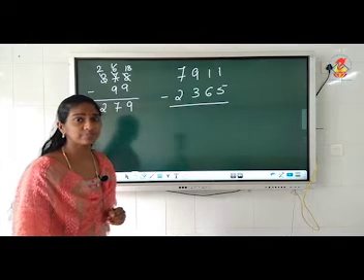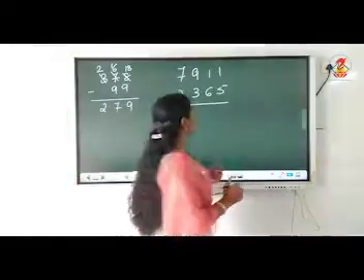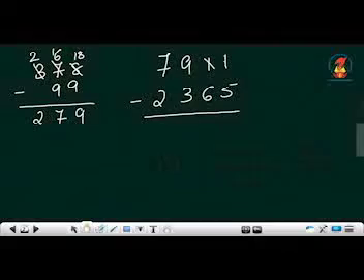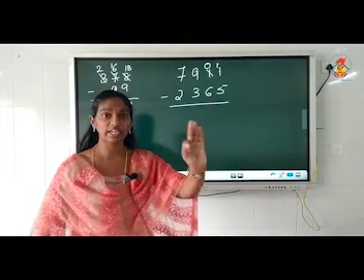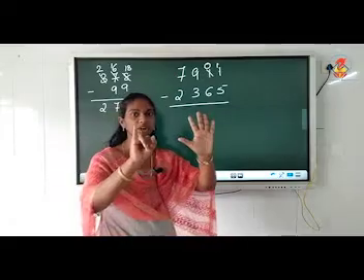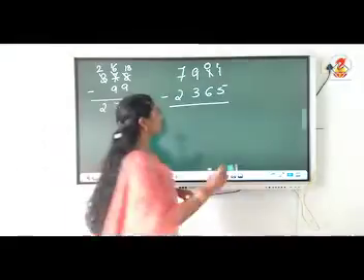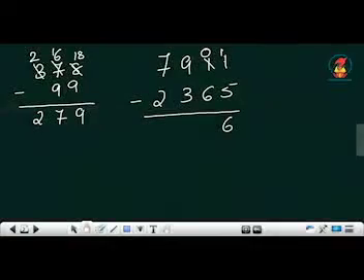Is it possible? It's not possible, isn't it, children? So, what you will do? Borrow from this one. This becomes 0 and this becomes 11. Understood, children? So, what is 11 minus 5? After 5, 6, 7, 8, 9, 10, 11. How much are you getting? You are getting 6. So, you will write it as 6.